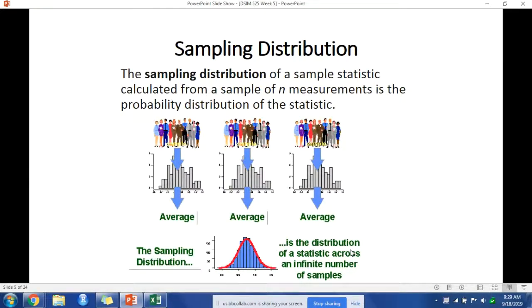So a sampling distribution is a sample statistic calculated from a sample of n measurements, and it gives the probability distribution of that statistic. So if we have several samples and we find the distribution, the sampling distribution is going to be the distribution of a statistic across an infinite number of samples.